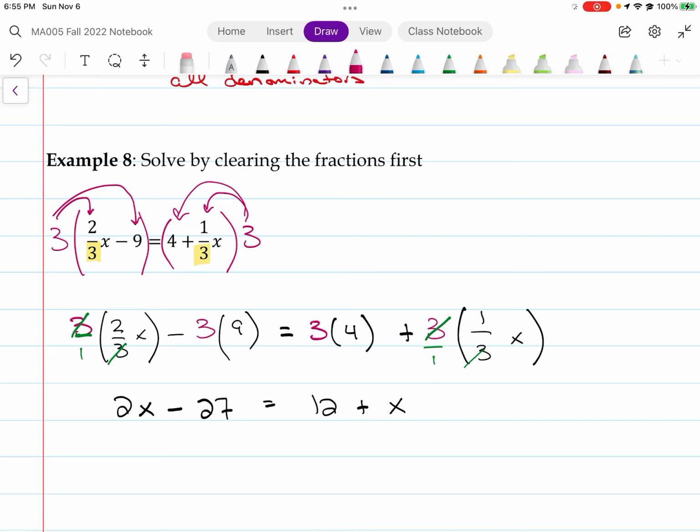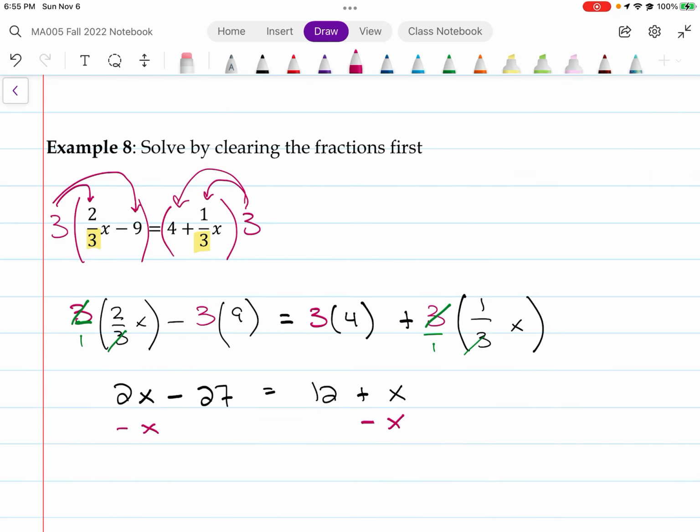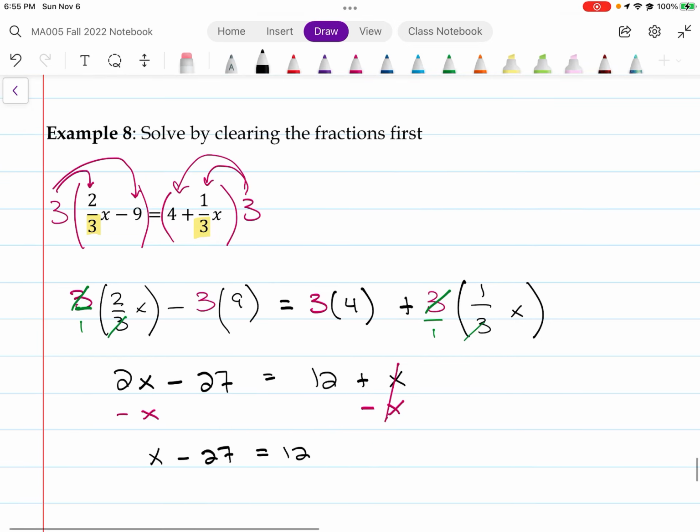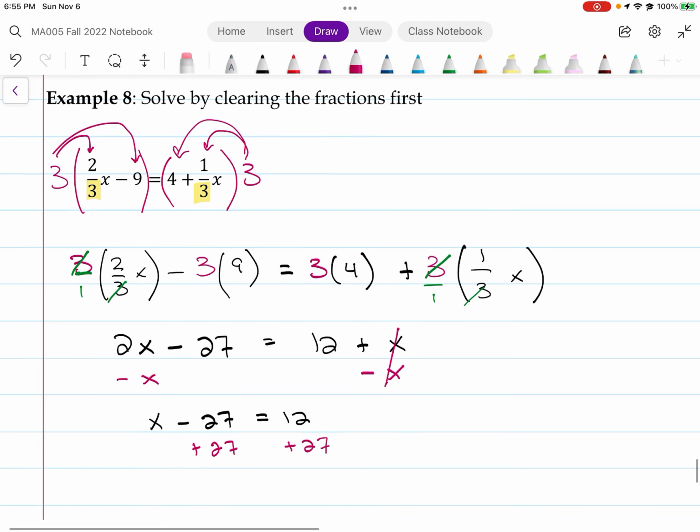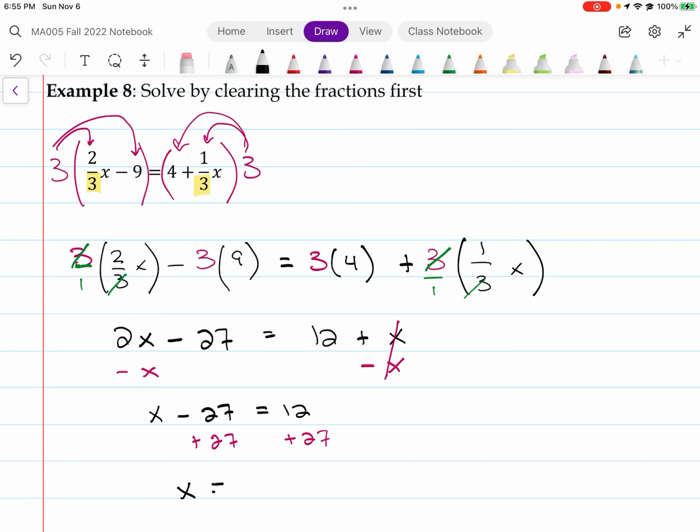All right, so I'm going to bring my x's over to the left, minus x, and I get 2x minus x is just x. Minus 27 equals, all I have left on the right is 12. All right, then I have to add 27 to both sides. And I get x equals 12 plus 27 is, made a mistake on my keys, so I'm just pausing here thinking about it, 39.